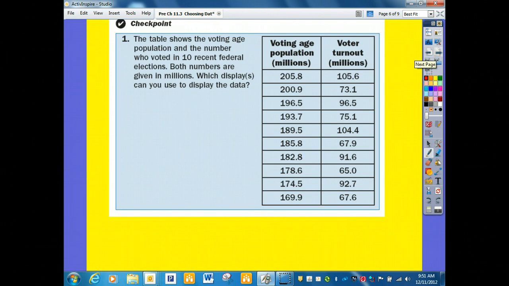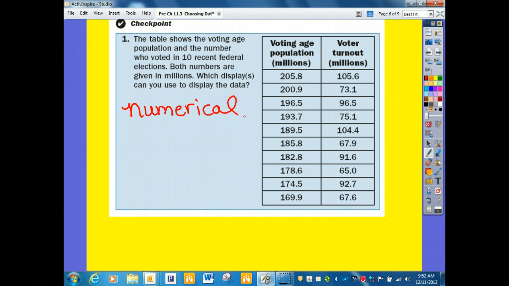How about this one? The table shows the voting age population, and the number who voted in 10 recent federal elections. Both numbers are given in millions. Which display or displays can you use to display the data? First of all, is it numerical or is it categorical data? We know that it's numerical, so we write that.